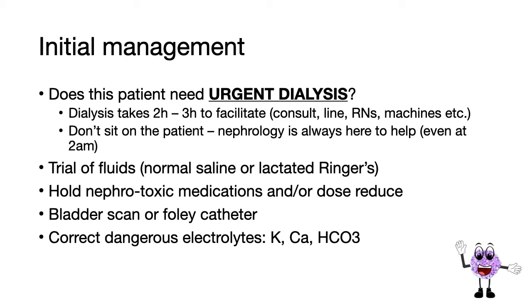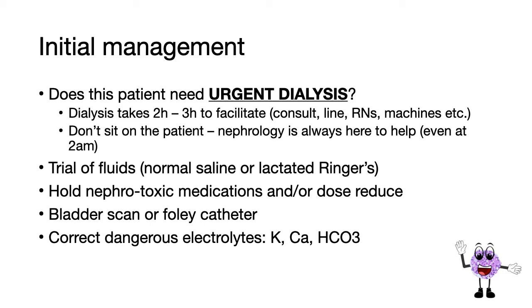again, assuming that there's no contraindication. Remember to take a look at the patient's current and home medications and adjust them as necessary according to the GFR. Doing a quick bladder scan or inserting a Foley catheter is a quick way to get a urine sample for your investigations, but it can also resolve a post-renal cause, particularly if 2 liters of urine comes out right away.